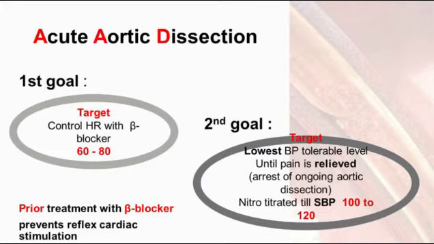So the first goal is a target heart rate from 60 to 80 with beta blocker. Why is that? To prevent reflex cardiac stimulation. The second goal is to lower the blood pressure to the lowest tolerable level, until the pain is completely relieved. Why? To arrest the ongoing aortic dissection. So nitro can be titrated until the systolic blood pressure is 100 to 120.